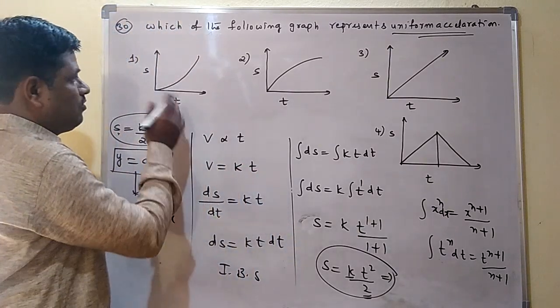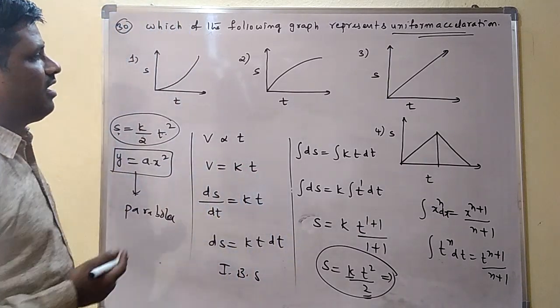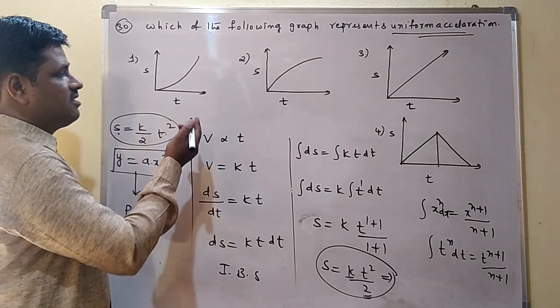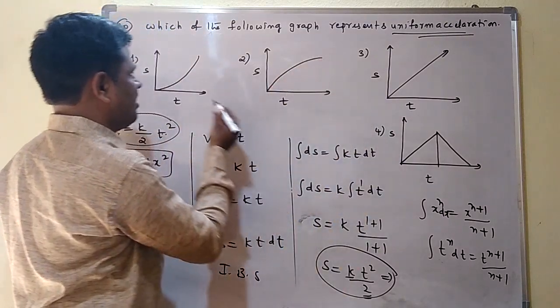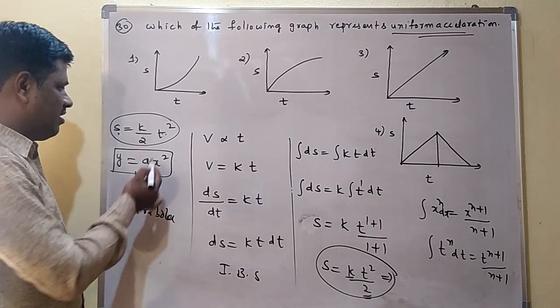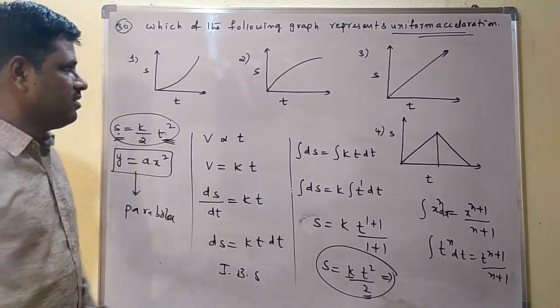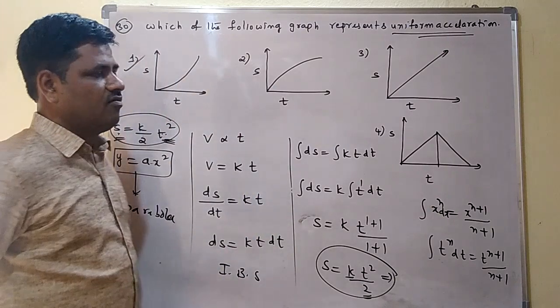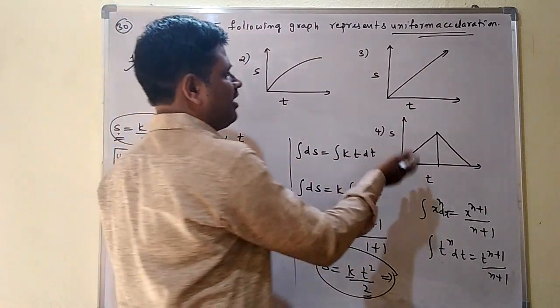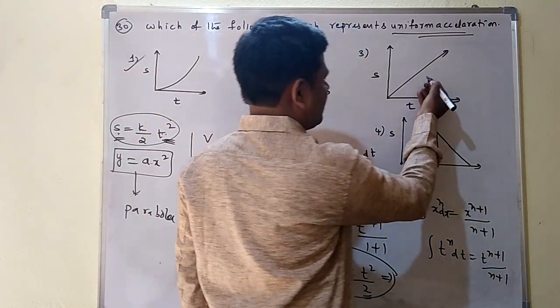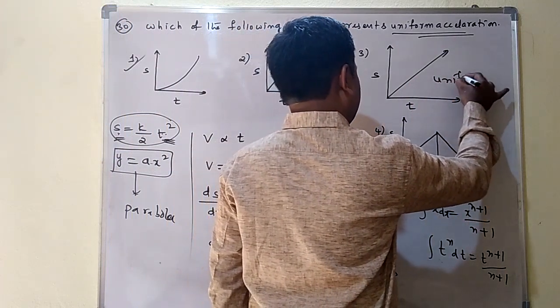Here two parabolas are there, but which parabola is correct? This one is continuously increasing, because when the time is increasing, displacement also continuously increases. That's the reason the first option is correct here. These all are not correct. This one represents the uniform velocity graph.